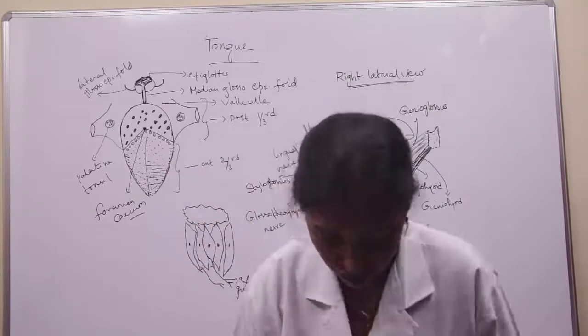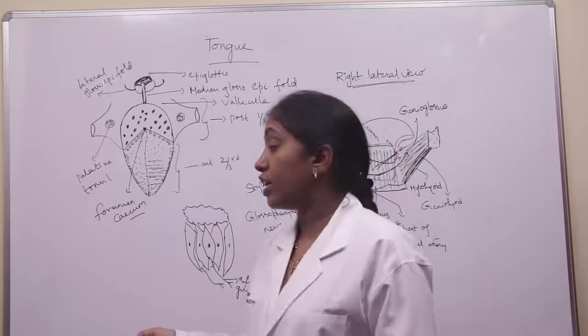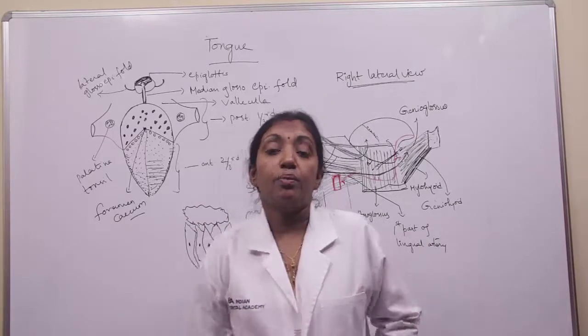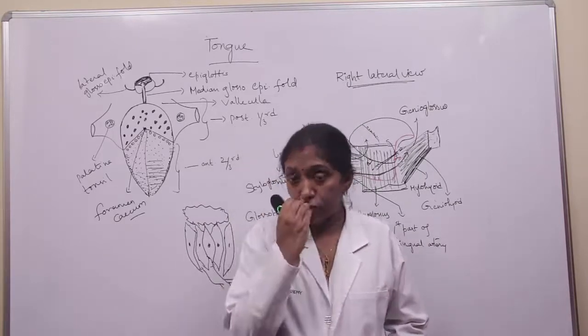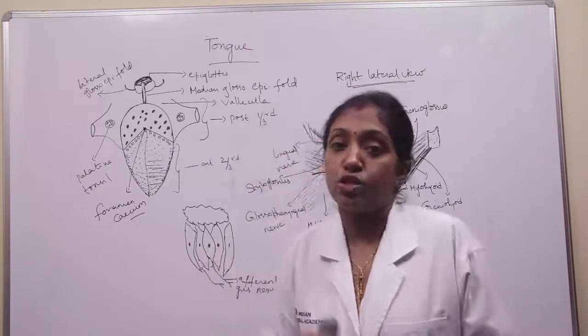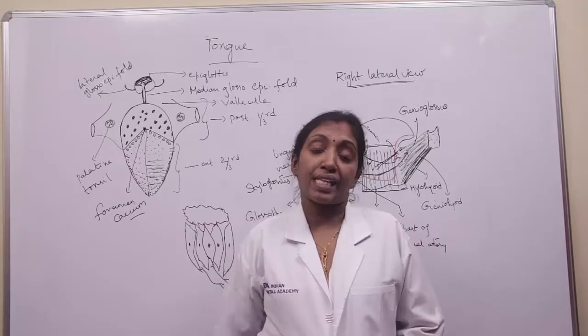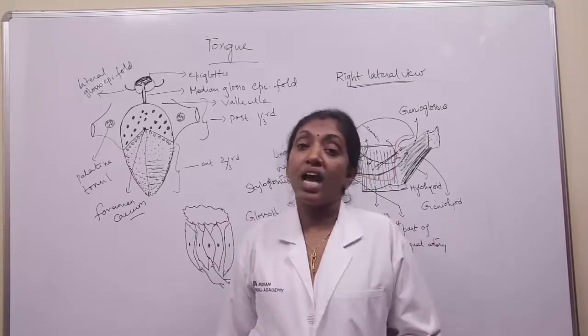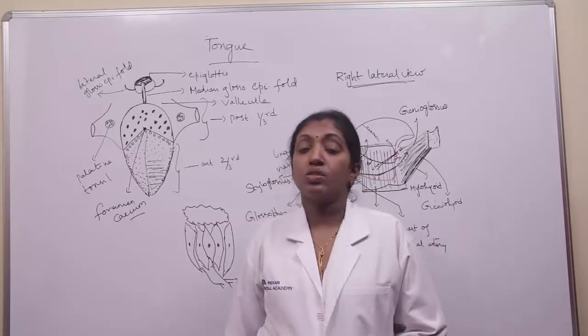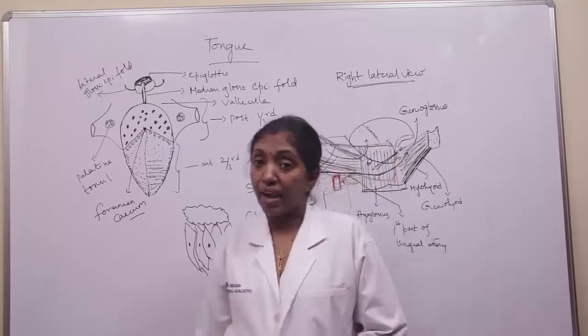And coming to the nerve supply of the tongue. The motor supply is divided into somatomotor, secretomotor and vasomotor. The somatomotor nerve supply, that means all the muscles of the tongue except palatoglossus are supplied by the hypoglossal nerve, whereas palatoglossus is supplied by the cranial part of the accessory nerve.